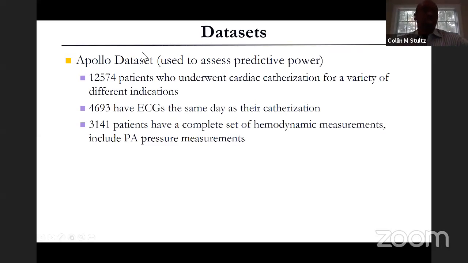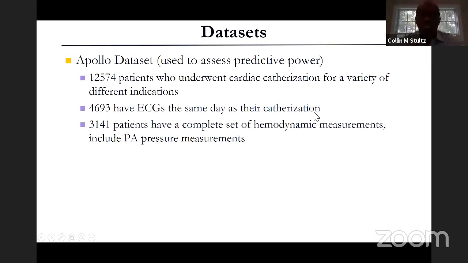We constructed with our colleagues in the Division of Cardiology a data set consisting of about 12,000 patients who underwent cardiac catheterization for a variety of different indications. So for these patients, we know their PA pressures, because they've been measured using the gold standard approach. And from this subset, there are 4,000 of them that have ECGs on the same day as a catheterization.